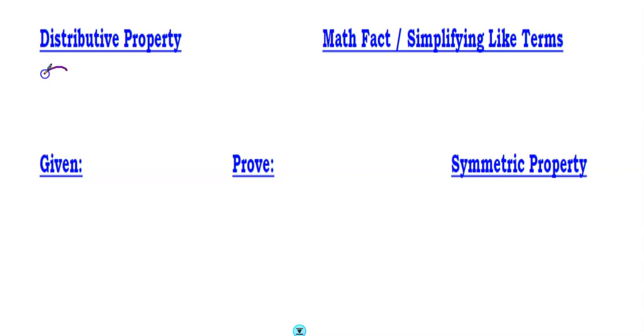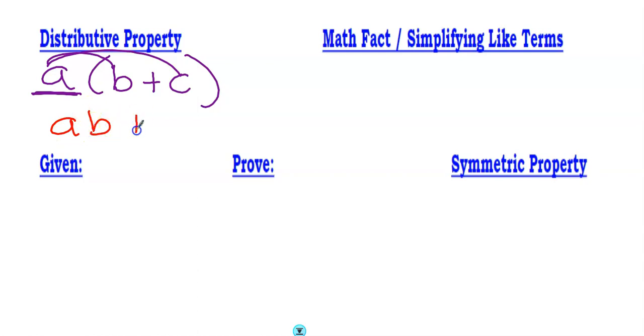Distributive property. So if I have a times b plus c, I'm going to multiply the outside number to the inside terms. So ab plus ac would be how I do distributive property.